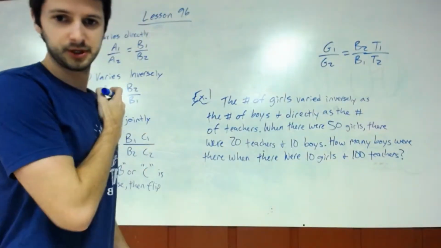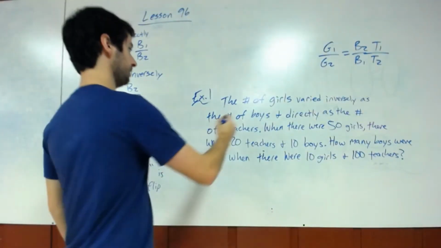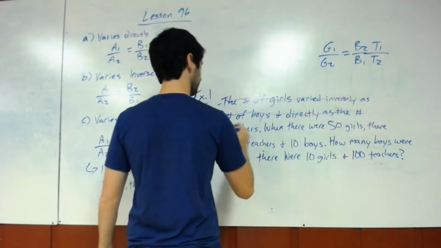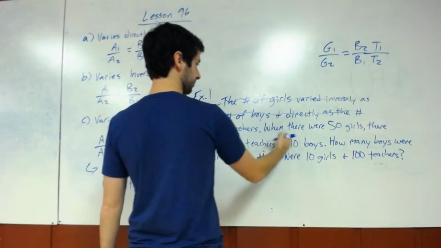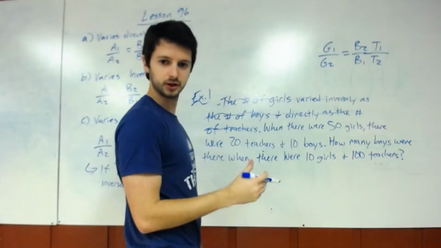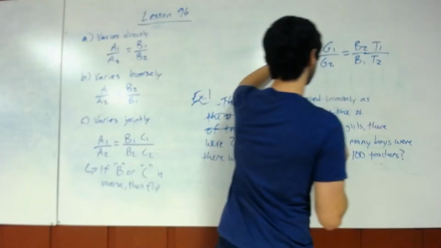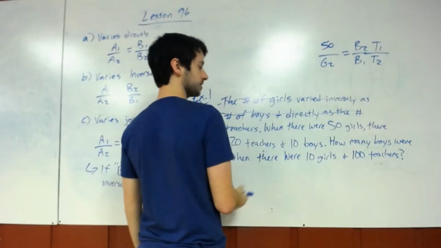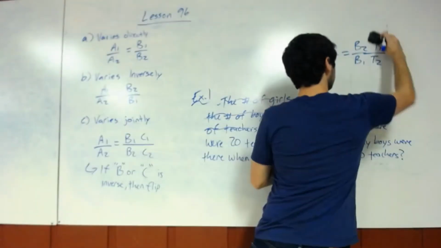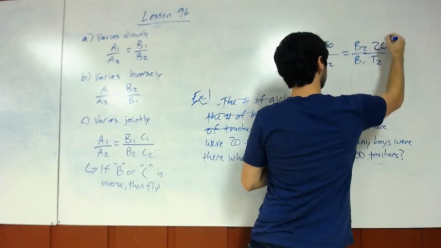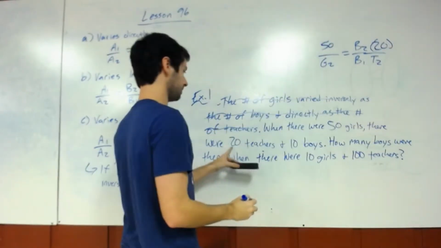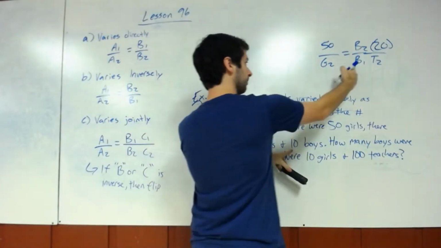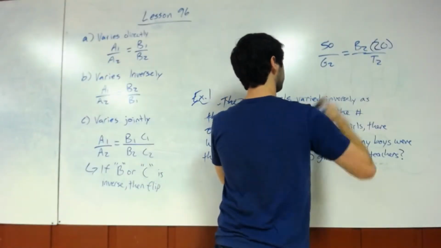And now we're simply going to plug in. So we're good all the way to there. So now we're at this point. It says when there were 50 girls, so that we're talking about G1, there were 20 teachers. So find T1. There were 20 teachers and 10 boys, so you've got to be careful to make sure this is plugged in for B1. Remember, it's inversely.